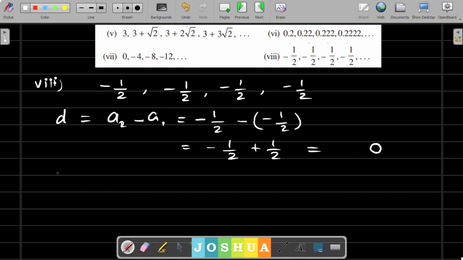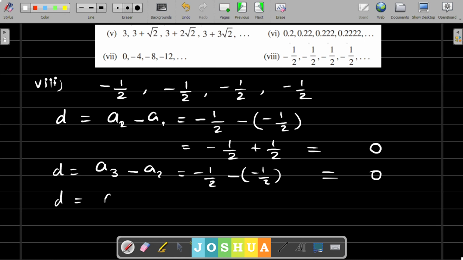Now the same case I am going for the next one. The difference between the third term and the second term: the third term is minus 1 by 2, again minus of minus 1 by 2. The same process will repeat. Difference is 0. And the same way for the fourth term also. I am going to find the difference between the fourth and third term. A4 minus A3. A4 is minus 1 by 2, minus of minus 1 by 2 equal to plus 1 by 2. So minus 1 by 2 plus 1 by 2 equal to 0.